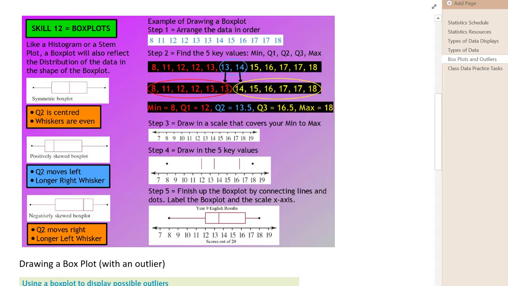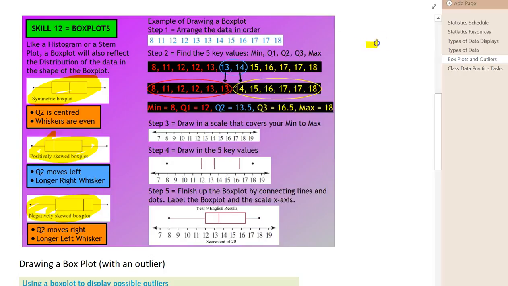Sometimes you'll be asked to describe the shape of a box plot or the shape of the data distribution. Here we've got a symmetric box plot, a positively skewed box plot, and a negatively skewed box plot. And you can have a look at the difference between those if you want to. We're going to focus more on drawing a box plot.